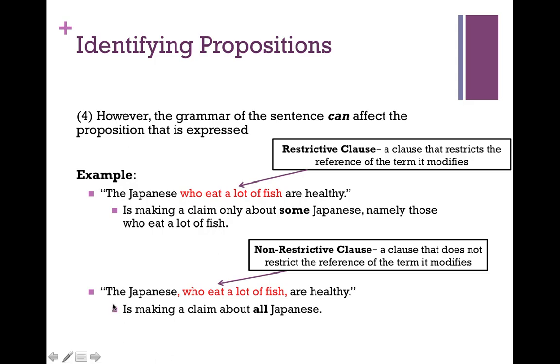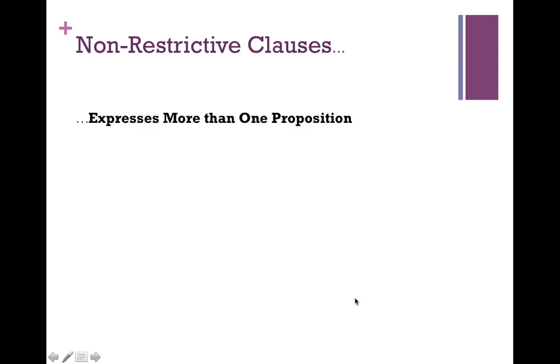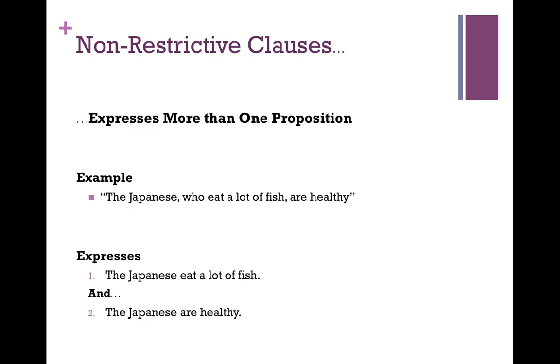So this sentence right here, the Japanese who eat a lot of fish are healthy, it's actually setting it up so that it expresses more than one proposition. This sentence is not expressing a single proposition. It's expressing two distinct propositions. It's saying the Japanese eat a lot of fish, and then it's also saying the Japanese are healthy.